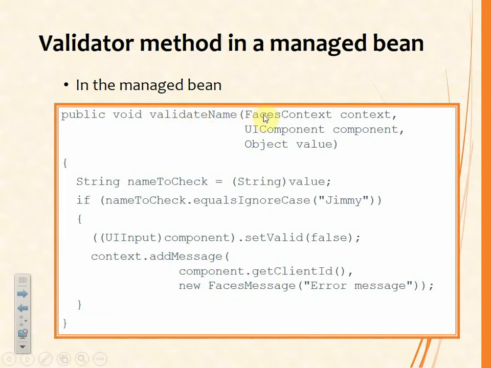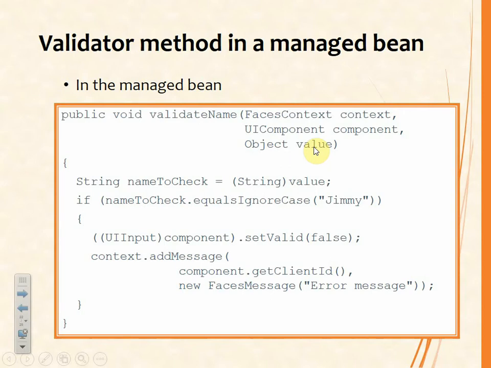A method called validateName with these three parameters. It's important that those parameters are there because that's the interface that's required for this validation. The thing that we're particularly interested in for this is the object called value. That is the value that we're about to validate. This method is called validateName. We're the authors of that. We're also the authors of the facelet.